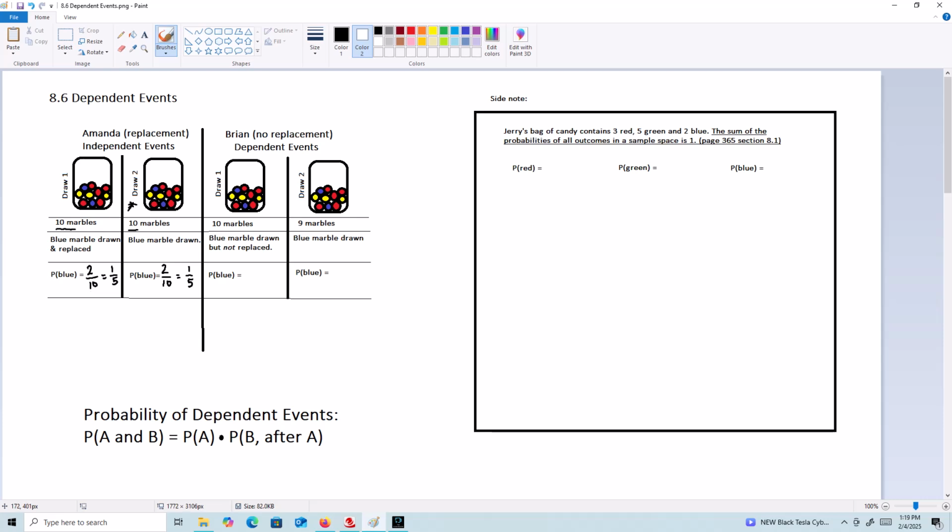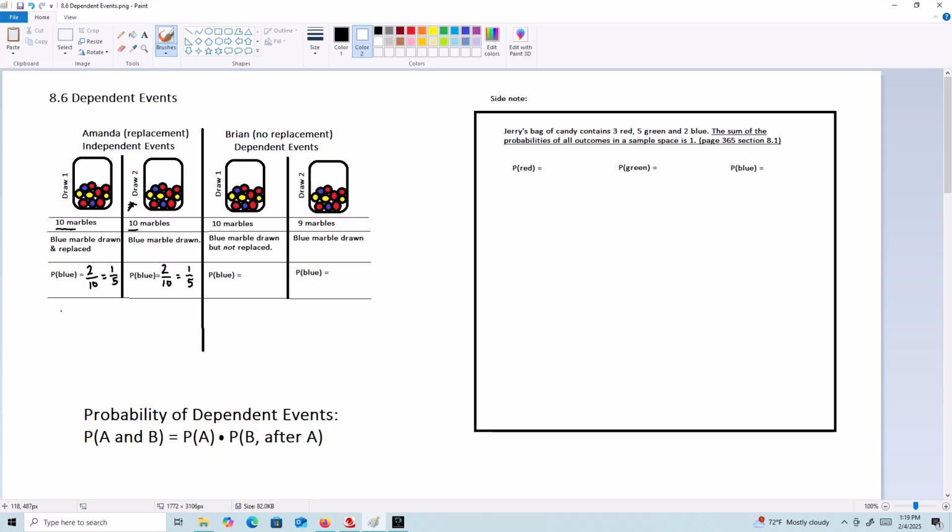So there are 2 blue marbles in the jar out of a total of 10 marbles. And that would give us a probability of 1/5. The probability is 1/5 that we're going to get a blue marble. And the probability will be the same the second time because we put the marble back.